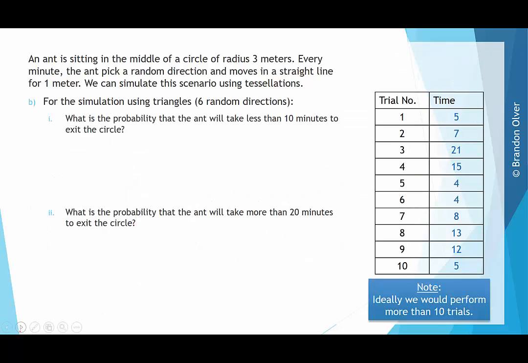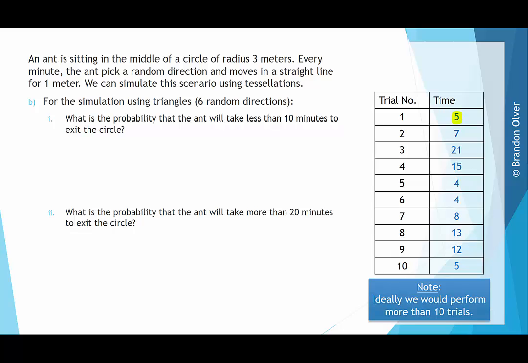Once again, we've performed a few more simulations, and we've put them in the table here. Again, it's really important to note that when we simulate, we generally want more than 10 trials, but we're just keeping it simple for this video. Part B says using the simulation results of the triangles, we want to work out the probability that it will take the ant less than 10 minutes to exit the circle.